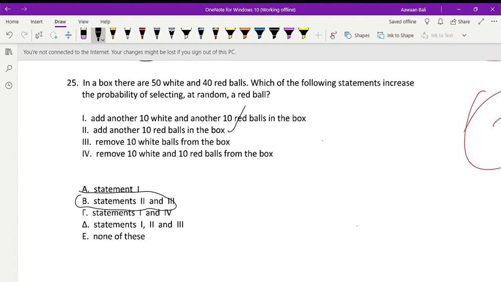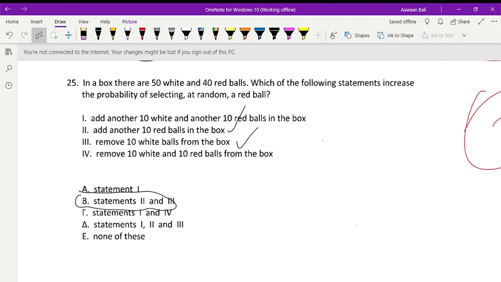And now remove 10 white balls from the box. That also works. But if you're removing both 10 white and 10 red balls, nothing exactly changes. And if you do the same thing with adding, nothing exactly changes. But here, you're removing 10 white balls and you're adding 10 red balls, which makes sense. So the statements II and III work.